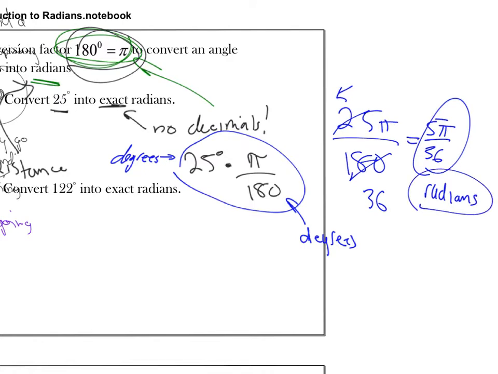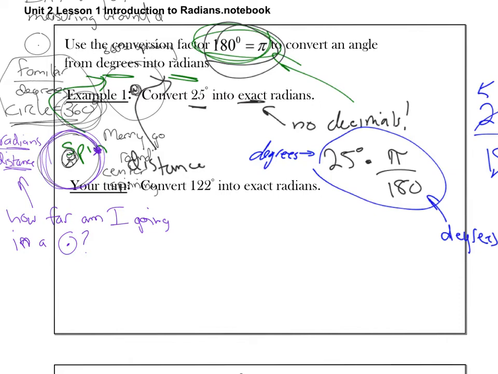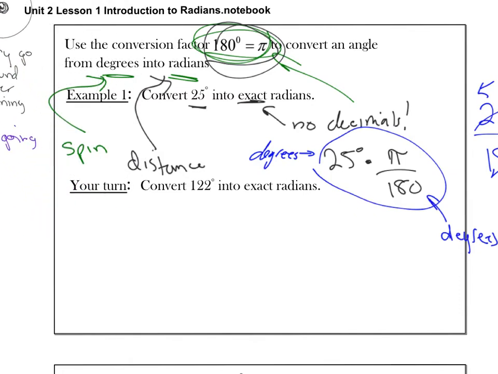It doesn't matter how big the circle is. Whatever that is, it's going to be 5 pi over 36 times the radius. So I'm going back and forth between my distance and how much I am spinning. If I take 122 degrees, I want to multiply that times pi over 180 degrees. A good way to think about it, if you've ever done chemistry conversions, is that you cancel out this and this.